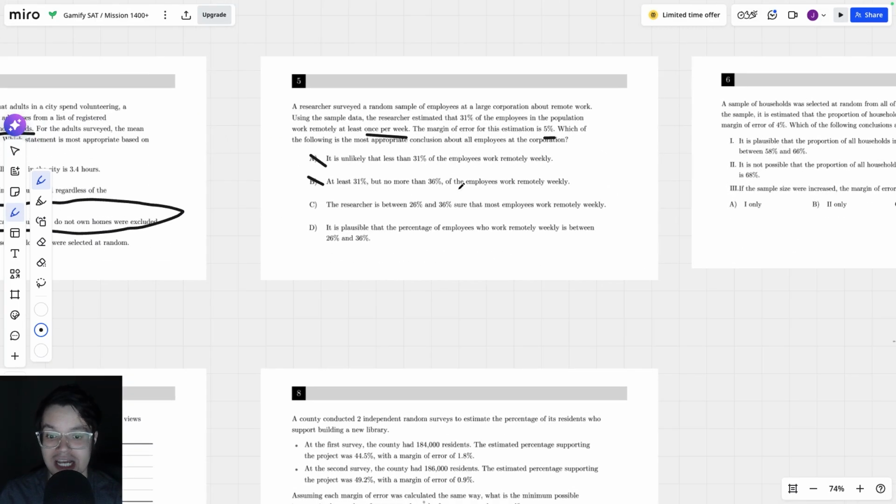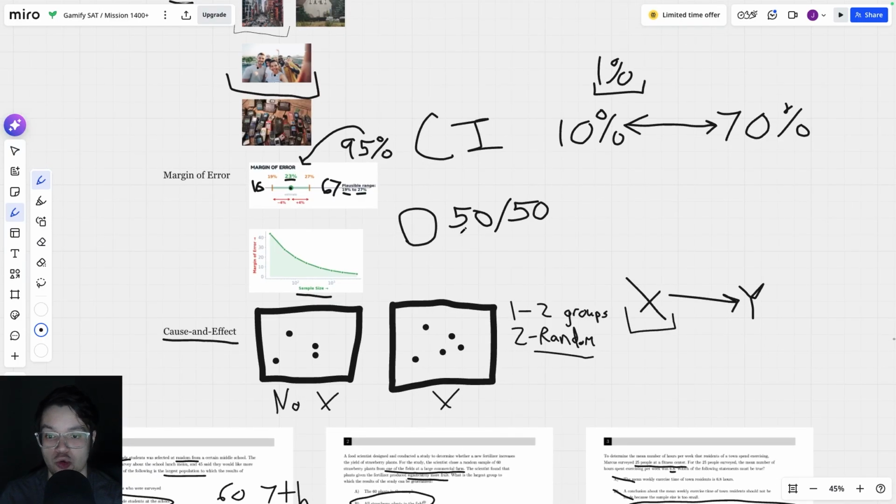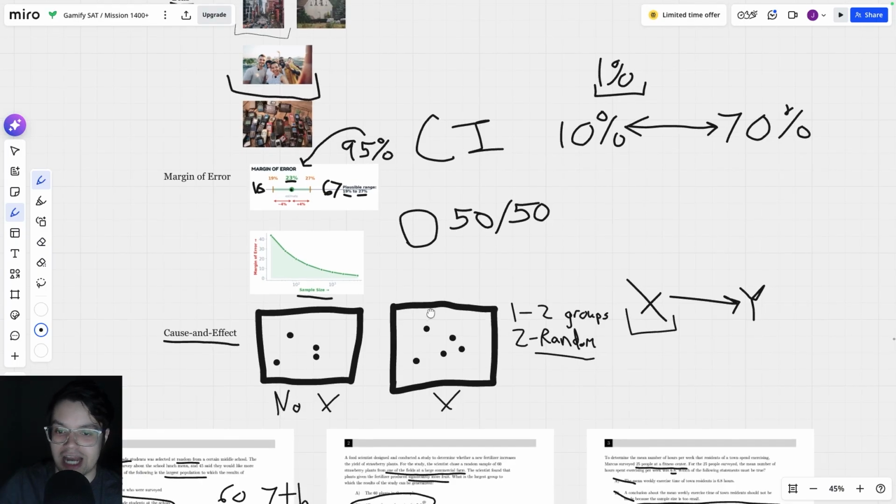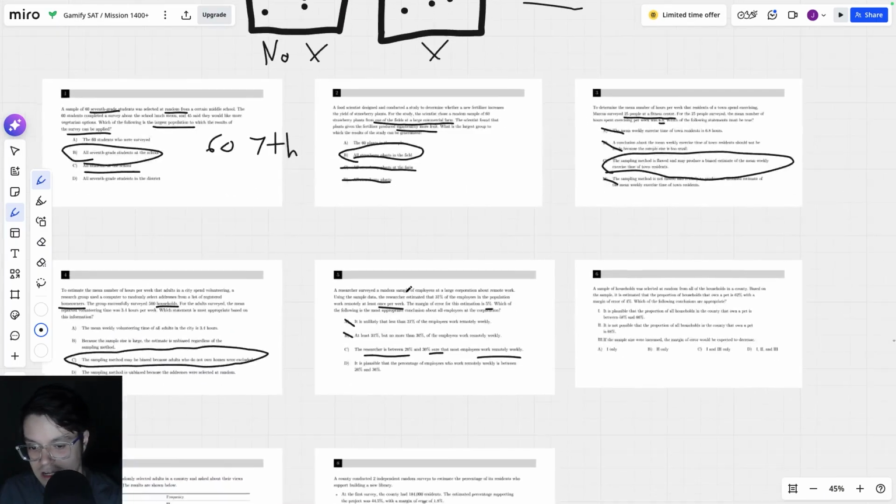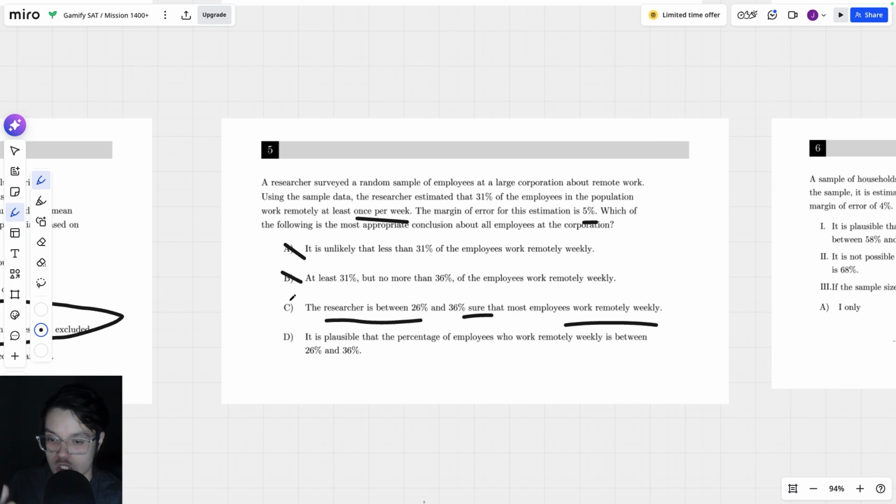What they're referring to is the confidence interval. They're saying that the researcher is between this amount sure that they work remotely. That's basically if you were to say that you were 26 to 36% sure that something is going to happen, like a confidence interval, like I said up there. That's not what they're saying here, so it would also be wrong.